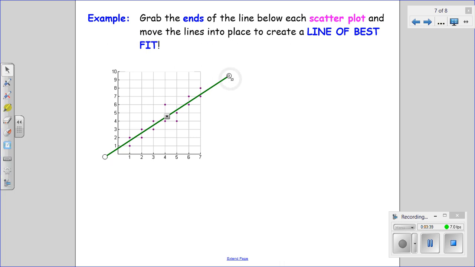So I'm not completely even, but when I drag it like this, now I'm passing through 1, 2, 3 points. And I've got 1, 2, 3, 4, 5 below and 6 above. Again, not perfect, but close. And that's all we're looking for, is your best, closest line that you can get.